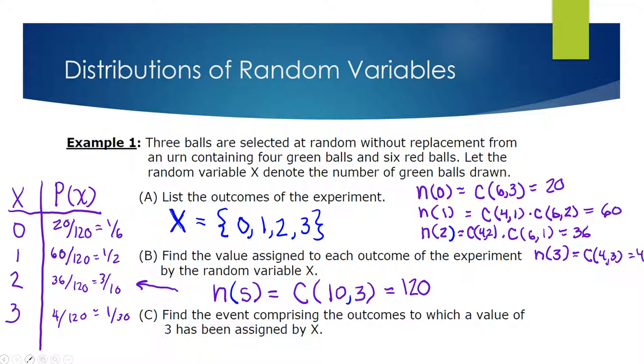And so when it says find the event comprising the outcomes to which a value of 3 has been assigned by x, it's just asking me for the probability of 3 green balls selected when I choose 3 balls from this urn. And that's, of course, 1 out of 30 or 0.0333 repeating, where the 3 repeats.